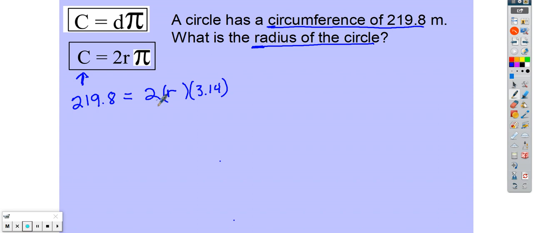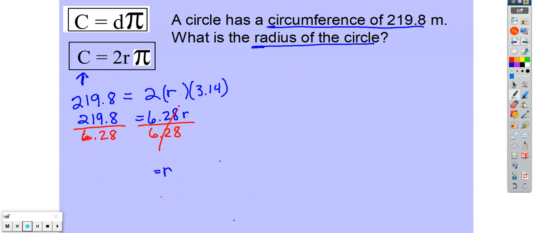Now, 2 times 3.14, that's 6.28. I'm just simplifying each side before I undo this multiplication. I have 6 and 28/100 times the radius. That means I'm going to divide to undo that. That tells me that my radius is 219 and 8/10 divided by 6.28.